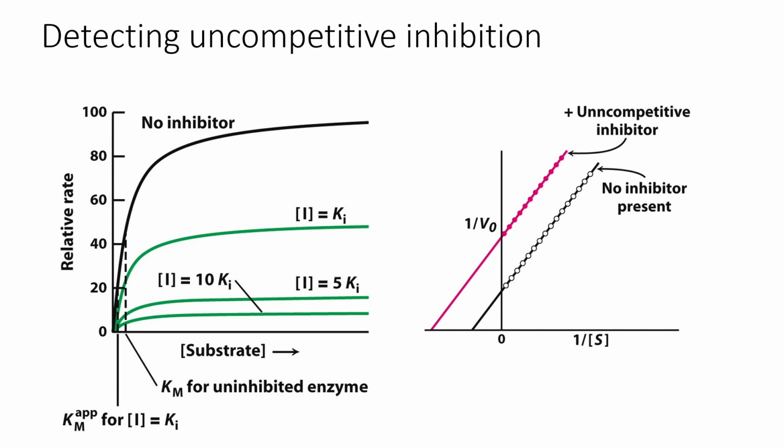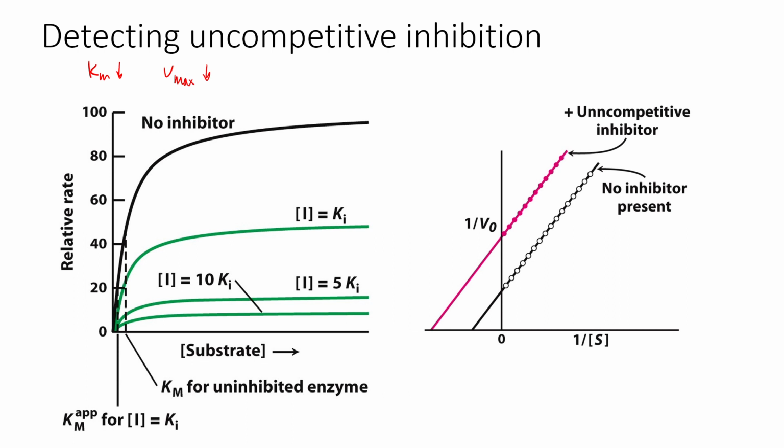And so as a reminder, we have our decrease in our Km, and we also have a decrease in our Vmax during this uncompetitive inhibition process. And so once again, let's start out with our Michaelis-Menten plot.